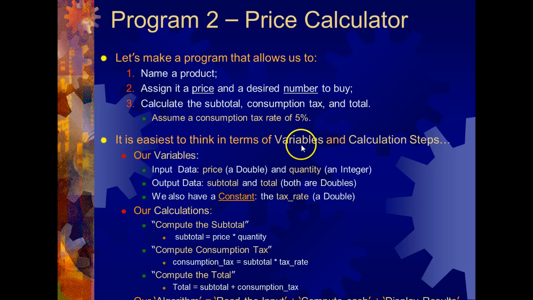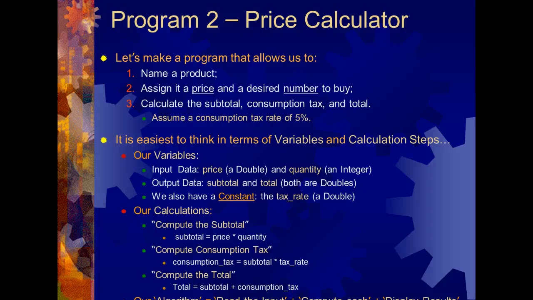So those are our variables, and our calculation steps compute the subtotal, which is just the price times the quantity here, compute the consumption tax, which is the subtotal times the tax rate, and then compute the total, which is the subtotal plus the consumption tax. And this down here, you can't read it. It says our algorithm equals read the input, compute each, display the results.